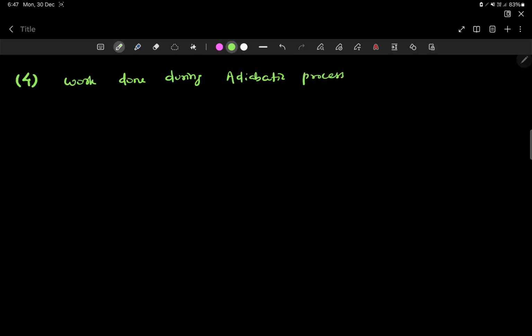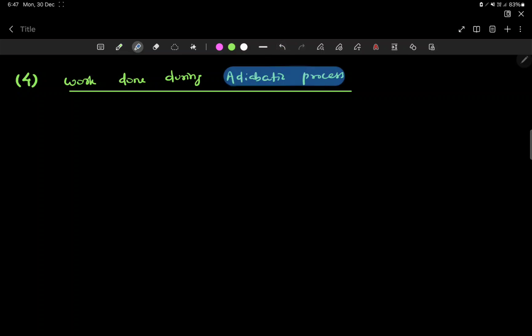So what is adiabatic process? First recall this thing. Isothermal is the temperature constant, isochoric is volume constant, isobaric is pressure constant. Then in adiabatic process, what is constant? We know in an adiabatic process no heat will be supplied to the system.